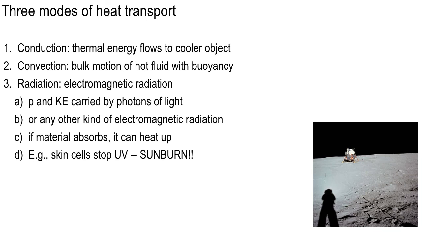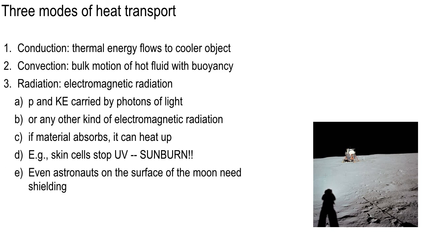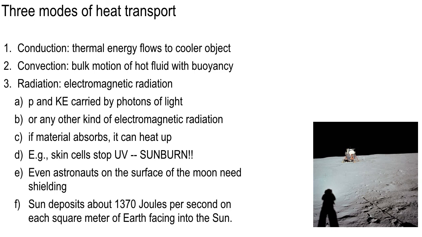And down here in the lower right, I've got a picture of astronauts on the moon, and yeah, those guys needed very, very fancy shielding. Because the amount of energy that the sun gets out this far, about 500 light seconds from the sun, is 1,370 joules per second per square meter.